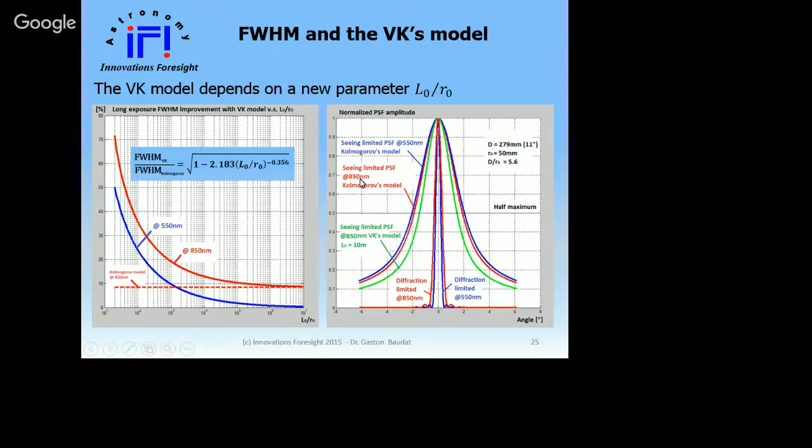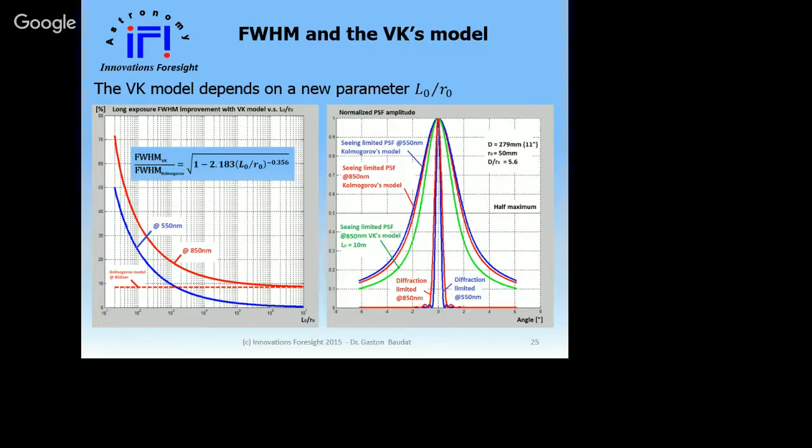In red, this is what the Kolmogorov model predicts for 850 nanometer. There is some improvement going in infrared, but not that much. It's pretty weak. However, when you use the VK model, which is much closer to the reality, the improvement in green is much more obvious at a 10 meter outer scale, which is the situation you will get under good seeing when most of the seeing is coming from the low, near ground turbulence. Then you will expect a significant improvement in the FWHM with this model and this small turbulence size.